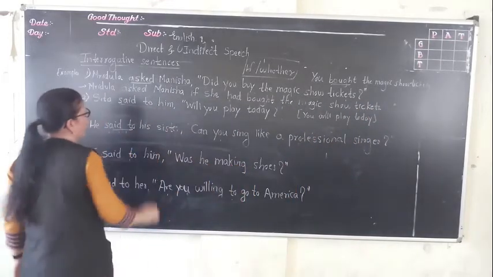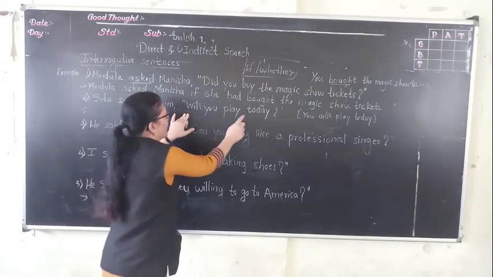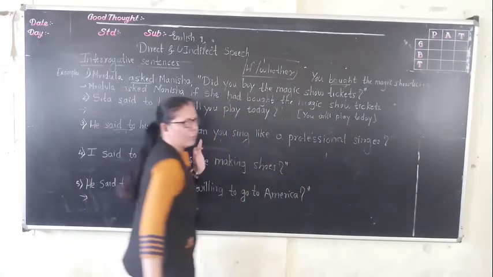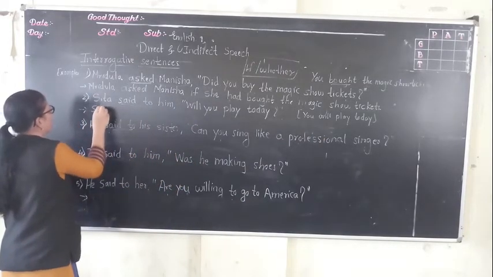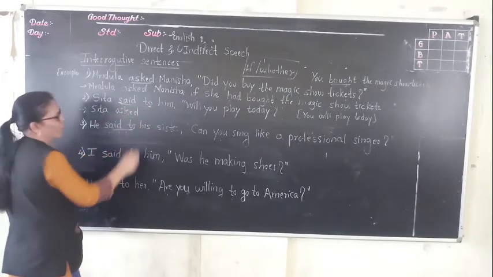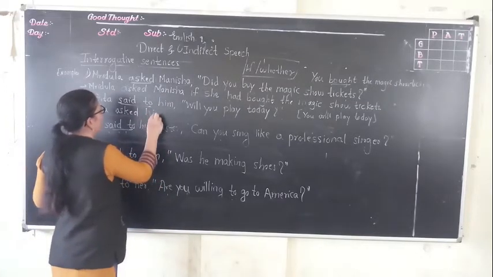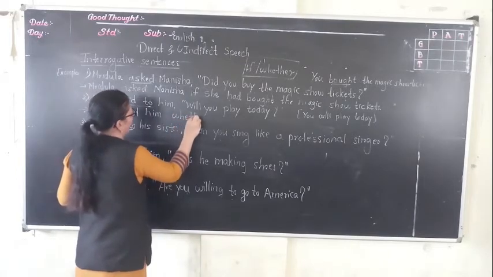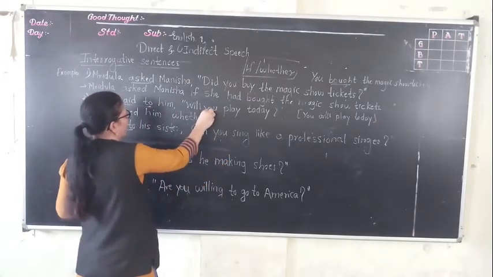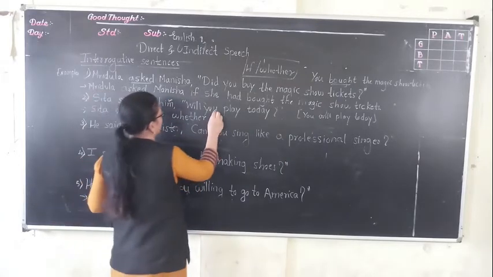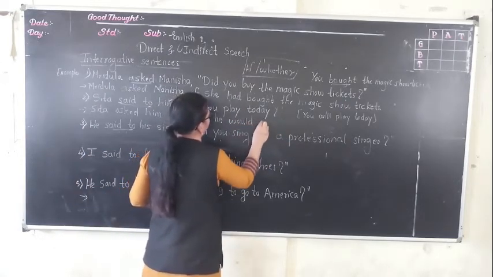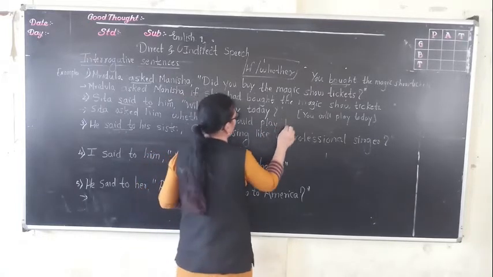Next example, Sita said to him, will you play today? So this is an interrogative sentence, so it will be changed into assertive, like you will play today. Okay, so Sita, "said to" changes to "asked" in interrogative sentence. Sita asked him whether or if, you can use any conjunction, whether or if. You, second person, changes according to the object, him, that is he. Whether he will changes to would play today, changes to that day.